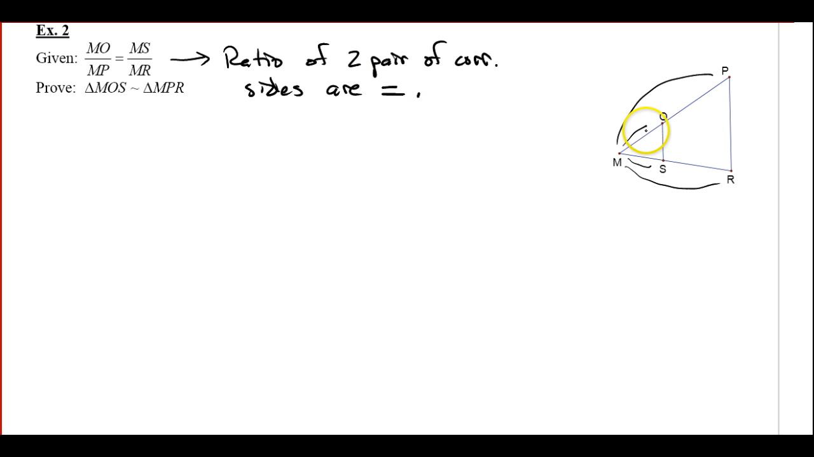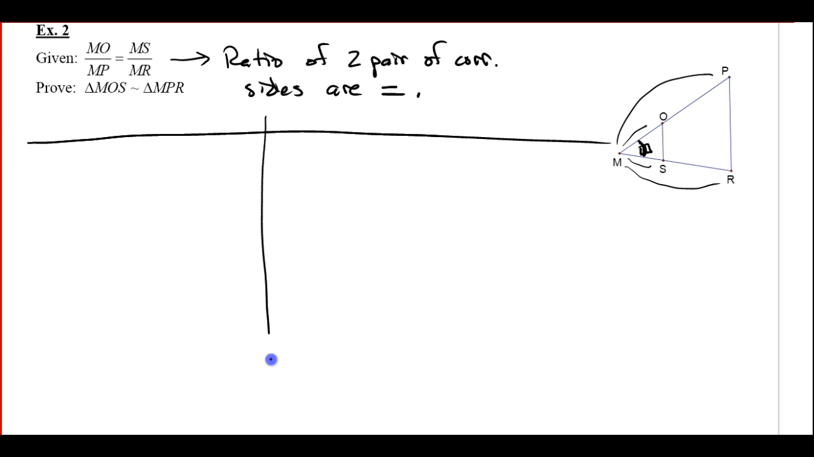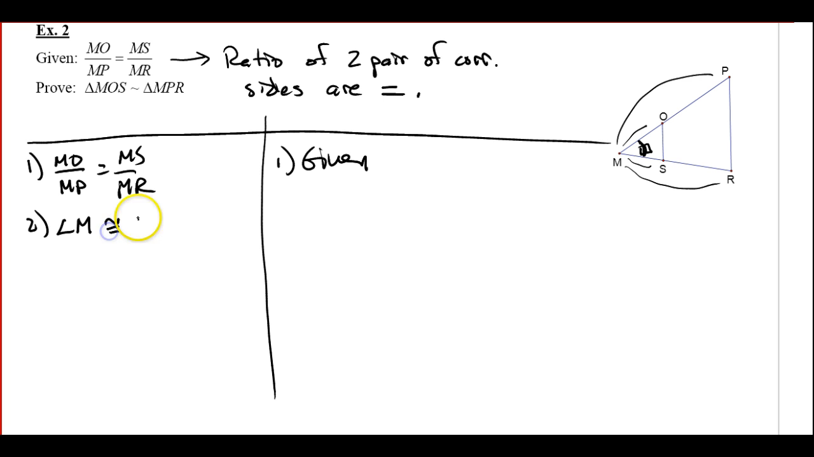Okay? And I'm trying to get this little triangle similar to this big triangle. I also notice here that this angle in between those sides is a reflexive angle. So basically I've got enough right there to prove that the triangles are similar. So let's get this into a proof. Step 1, I've got MO over MP is equal to MS to MR. That's given. And I've got that angle M is congruent to angle M. That's the reflexive property.